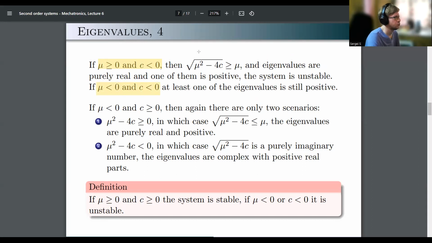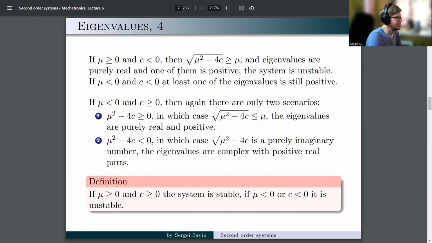Good. Notice these cases are characterized together by a negative stiffness coefficient. So a negative coefficient in front of y, which is like the zero derivative. There is y double dot, y dot, and y, so this is the coefficient in front of y divided by mass.